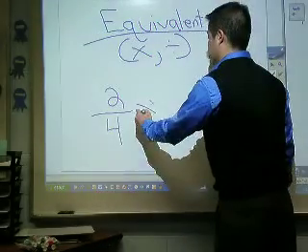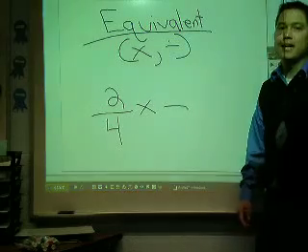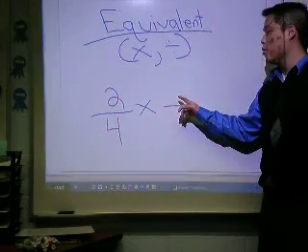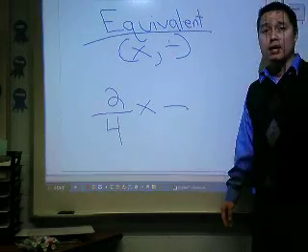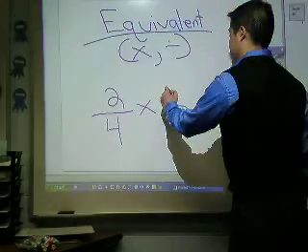Let's start with multiplication. Now, my next step is that I have to pick a fraction where the numerator is the same as the denominator. And I can use any number I want except 1. Let's use 2.